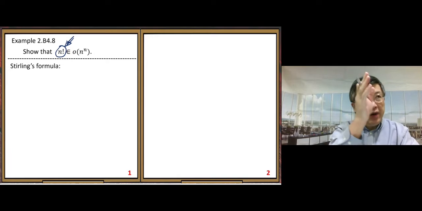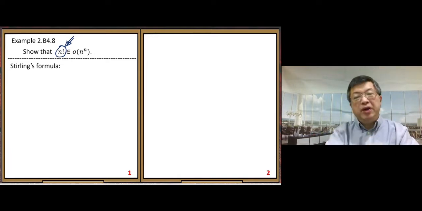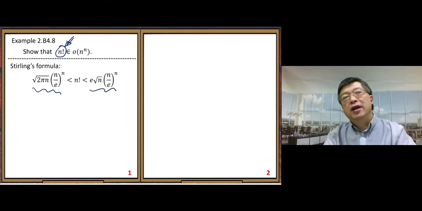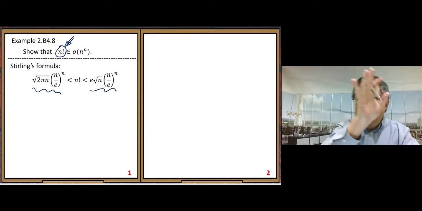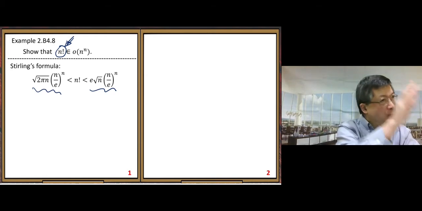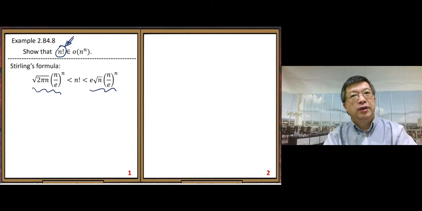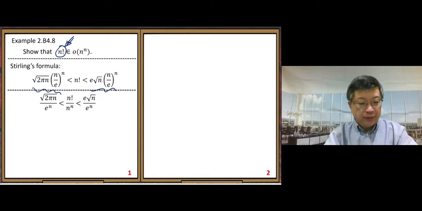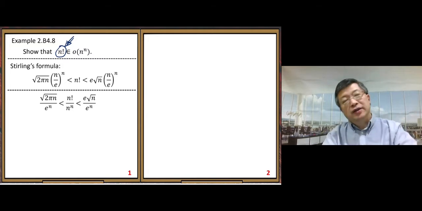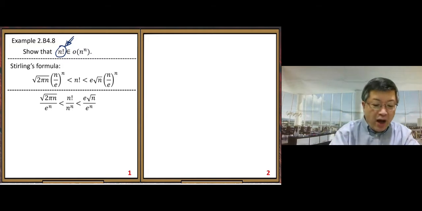So we rely on a special formula, Stirling's formula, and we use the upper bound, lower bound version. That approximate version is not very convenient to use here. So we use this upper bound, lower bound version. The question, how do we use it? You can see with this inequality, if we divide n to the nth both sides.